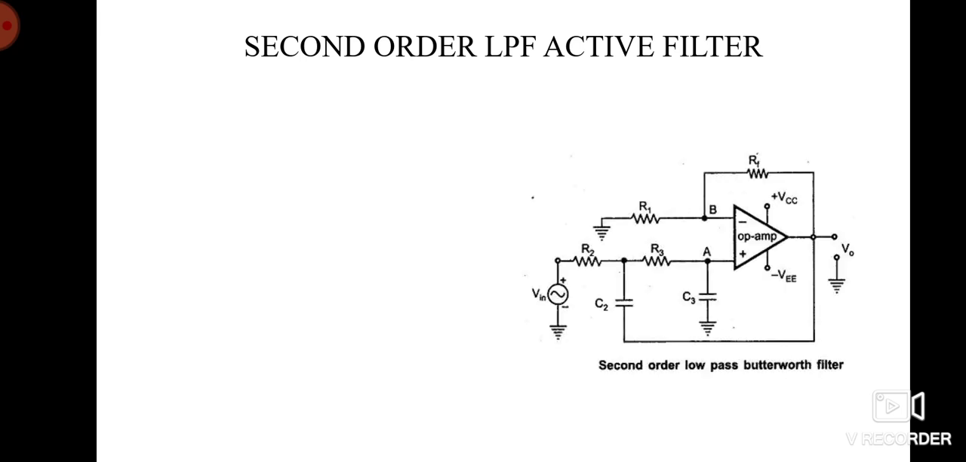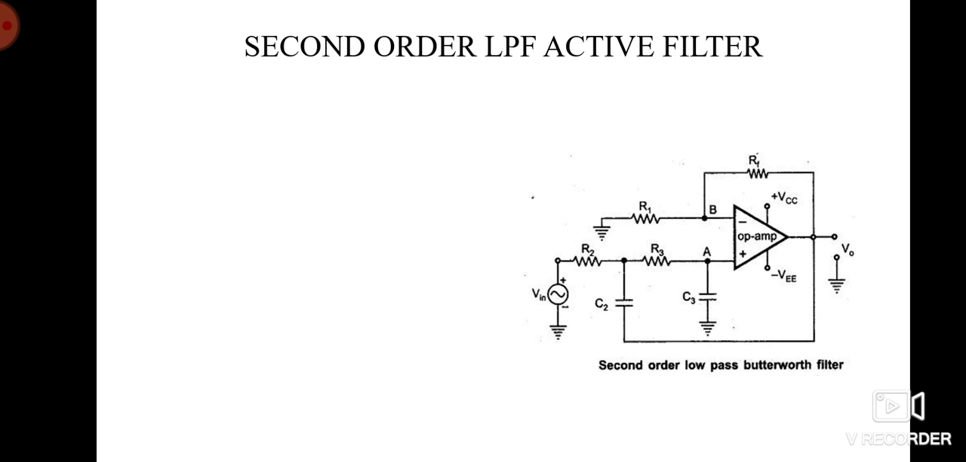Now we can see the next section, that is the second order low pass active filter. Here is a circuit diagram for the second order low pass Butterworth filter. That is, we are just connecting two low pass filters.